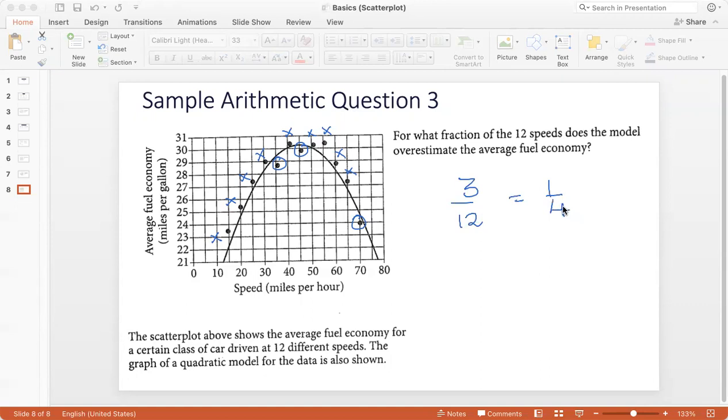So those are the kind of questions that you would see from scatterplots on the SAT math sections. You would have algebraic questions where you might have to find the equation of the line of best fit or the parabola that connects the dots. Or you could have arithmetic questions which ask you to interpret the data.